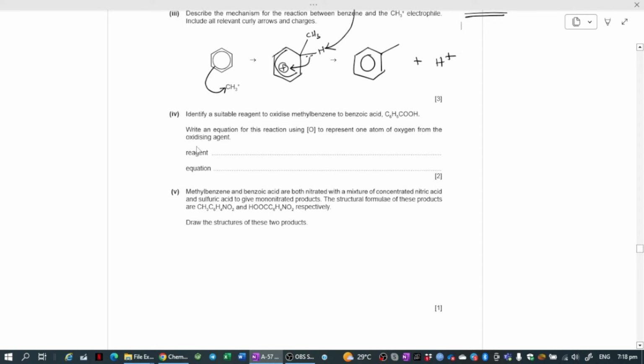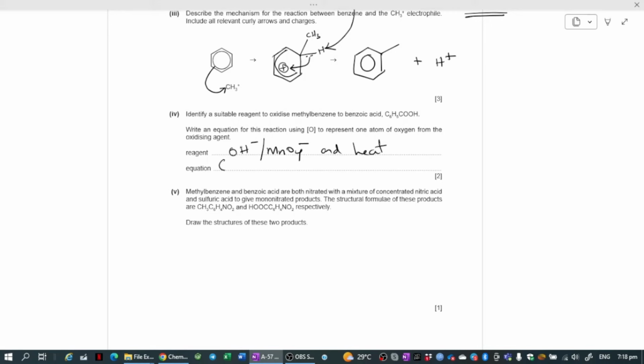Good. Then they say here, identify a suitable reagent to oxidize methylbenzene to benzoic acid. Write an equation for this reaction using O to represent one atom of oxygen. So what is the reagent for the oxidation? To oxidize it, we have to use alkaline conditions of potassium permanganate, and we heat. This is what we use, alkaline KMnO4 and heat.